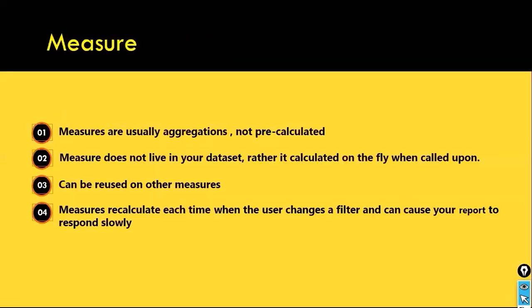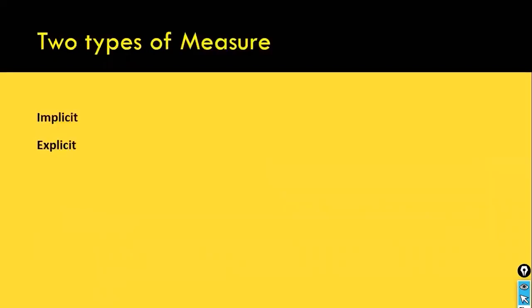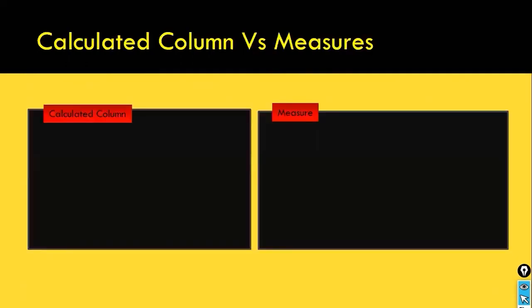Now you got a fair idea of the difference between a calculated column and a measure. Within measures, there are 2 types. One is the implicit measure. The other one is the explicit measure. What do you mean by implicit measure? The auto summarization is a classic example, right? That is done by Power BI automatically. It applies on a numeric column and is called your implicit measure.